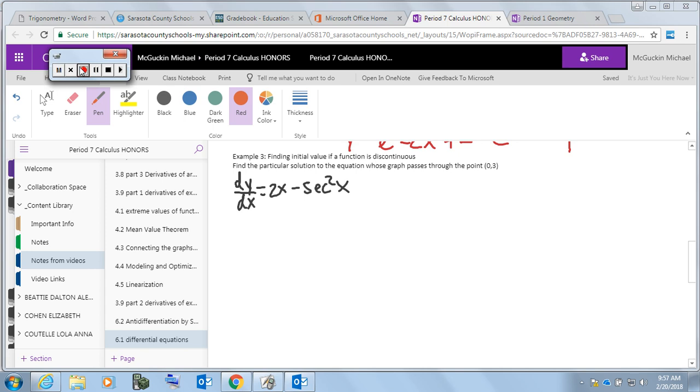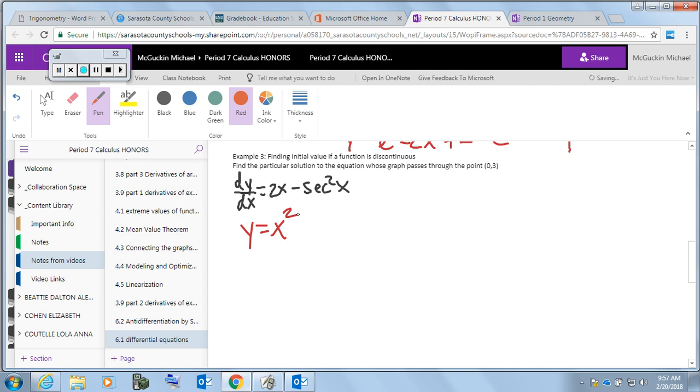Alright, so let's start off by putting the discontinuity aside for a sec, and just dive into this differential equation and find the particular equation that we normally would, by finding the antiderivative. So let's start that off. The antiderivative of dy/dx is just y, and we're going to raise the power of 2x from 1 to 2 and divide by 2. So we get x squared, because 2 divided by 2 is 1.